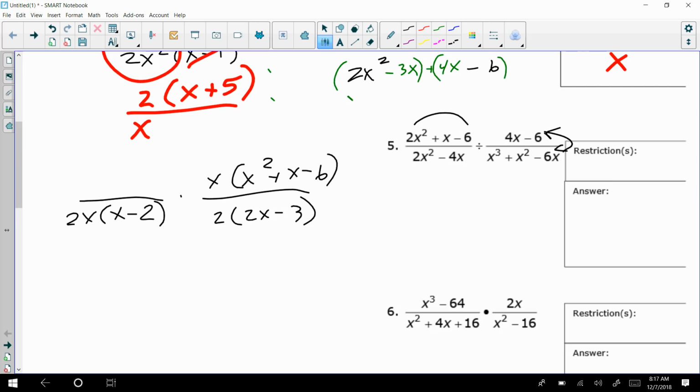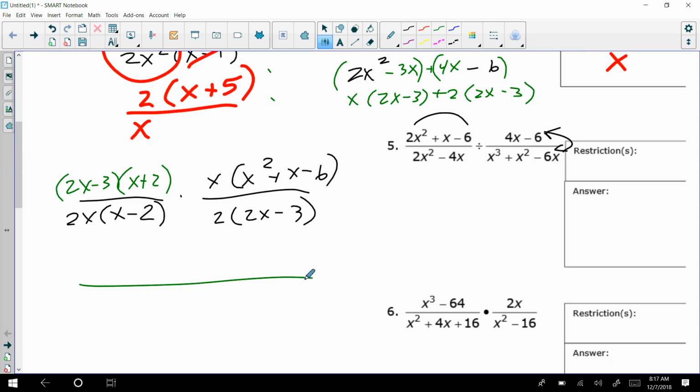So we have x, 2x minus 3, and then we have 2x minus 3. So that means we're going to end up with a 2x minus 3 on top, and then we're going to have an x plus 2. So this big fraction turns into x. I'm going to take all my stuff not in parentheses. So I have the 2x and the 2, so that's actually 4x now. I'm going to have my 2x minus 3, x plus 2.